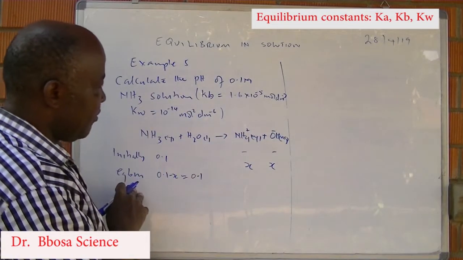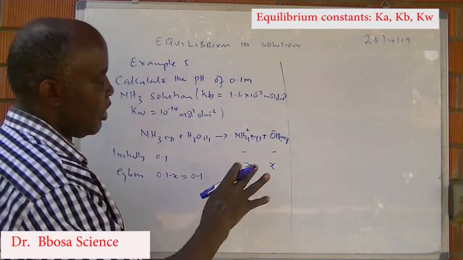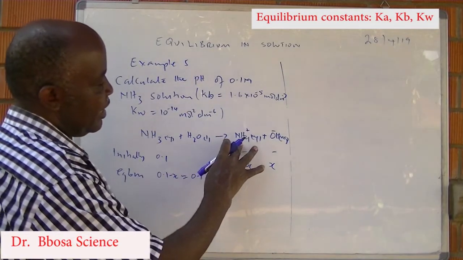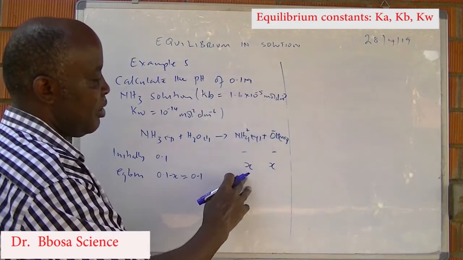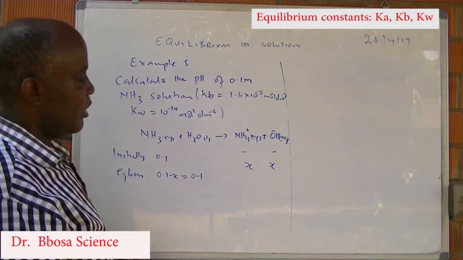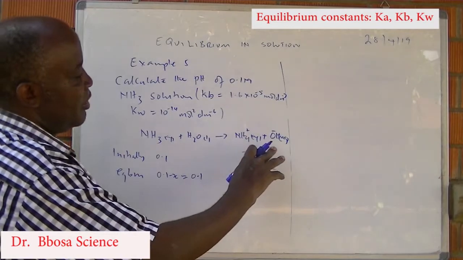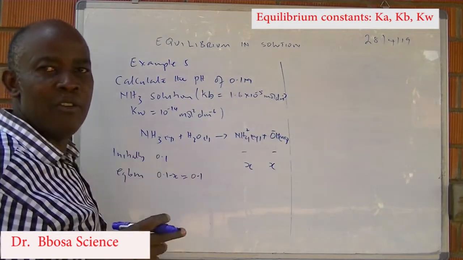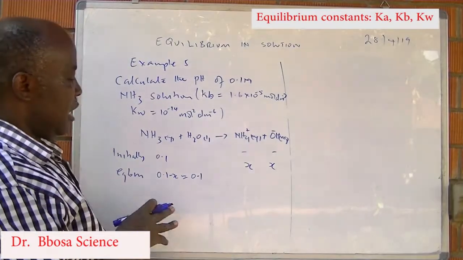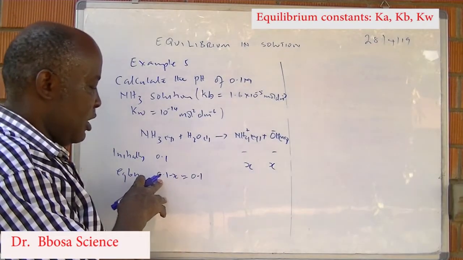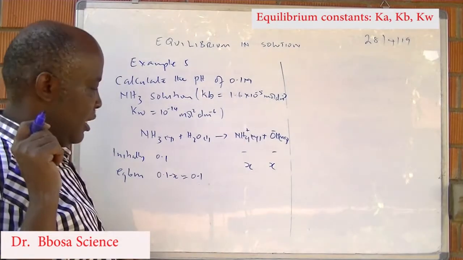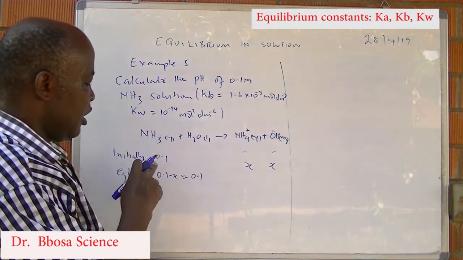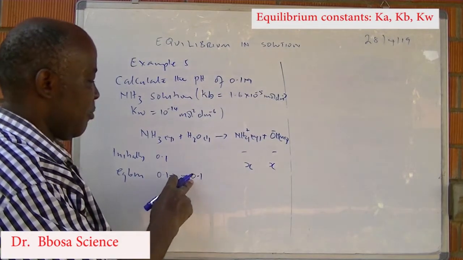At equilibrium, supposing the concentration of hydroxide ion is X, the concentration of ammonium ion is equal to the concentration of hydroxide ion, which will be equal to X. When X moles of hydroxide ions form, X moles of ammonia have reacted with water. Therefore, the moles of ammonia remaining will be 0.1 minus X. But X is very small, so 0.1 minus X is approximately equal to 0.1.